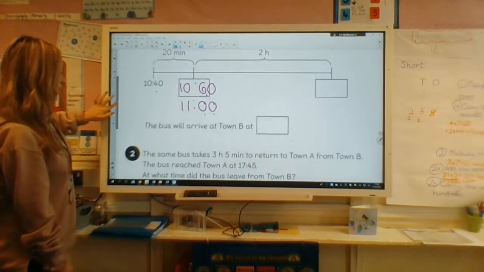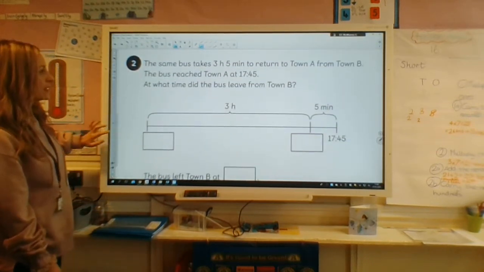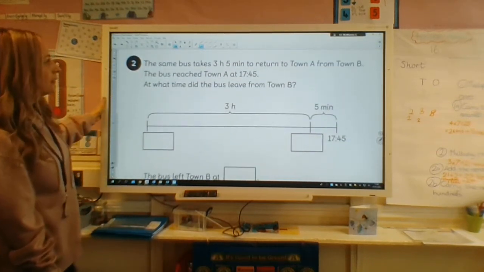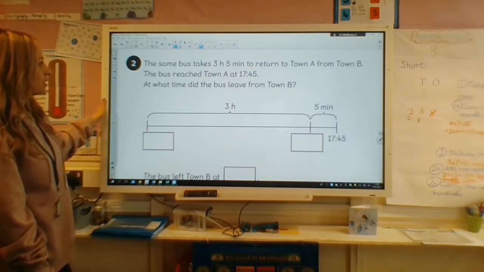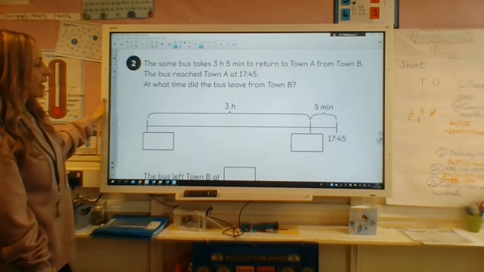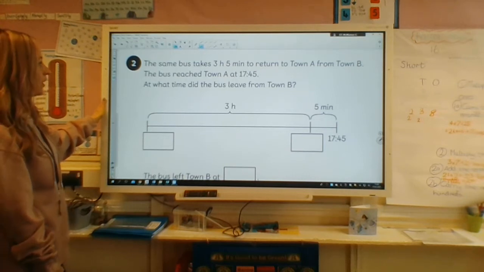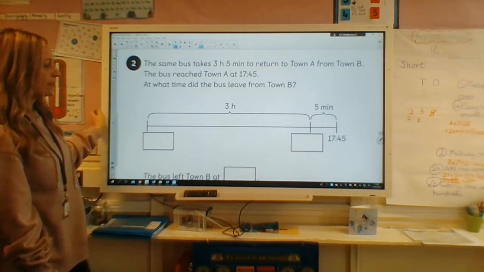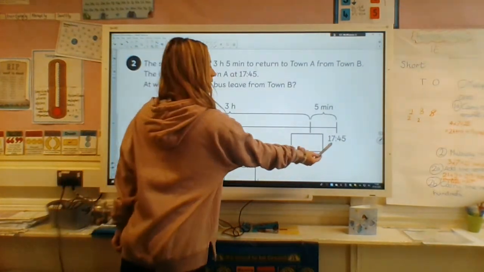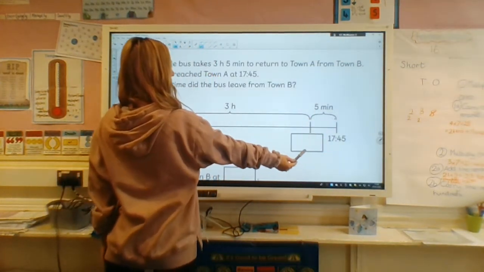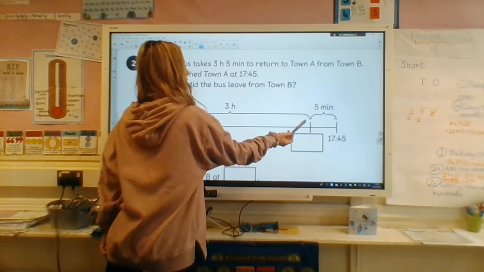Your second question says, the same bus takes 3 hours and 5 minutes to return to town A from town B. The bus reached town A at 17:45. What time did the bus leave town B? Well, instead of adding, you're now subtracting. So you've got 17:45. You're going to take away the 5 minutes first, and then you're going to take away 3 hours.